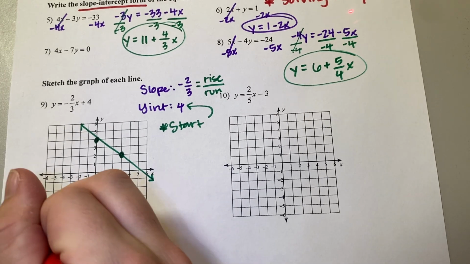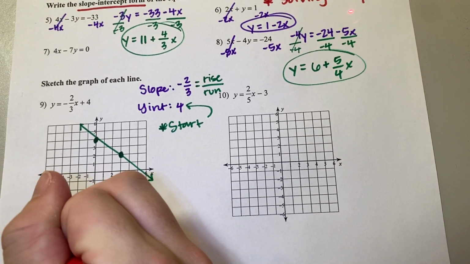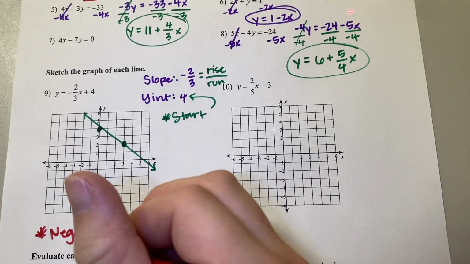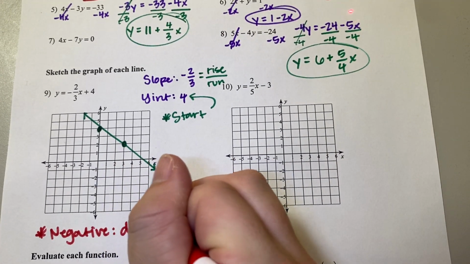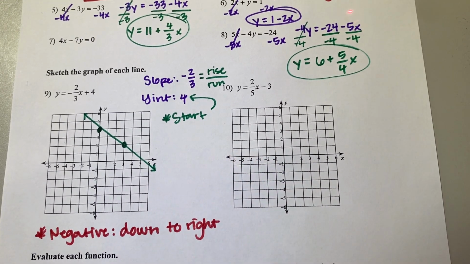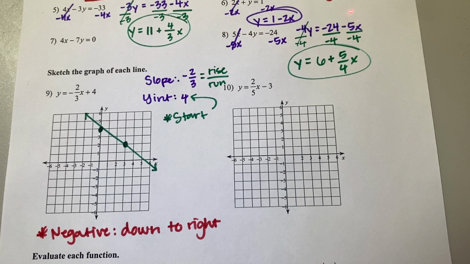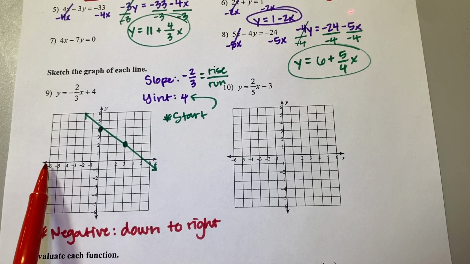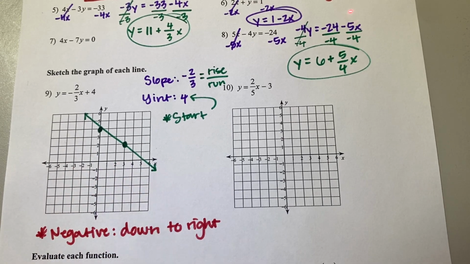Okay, let's make that note on our notes. Remember that a negative slope, which this was, a negative 2/3, negative slopes always have to go down to the right. Just like you read a sentence from left to right, you read a graph from left to right. So if we go from left to right, we see our line is going down, negative slope.